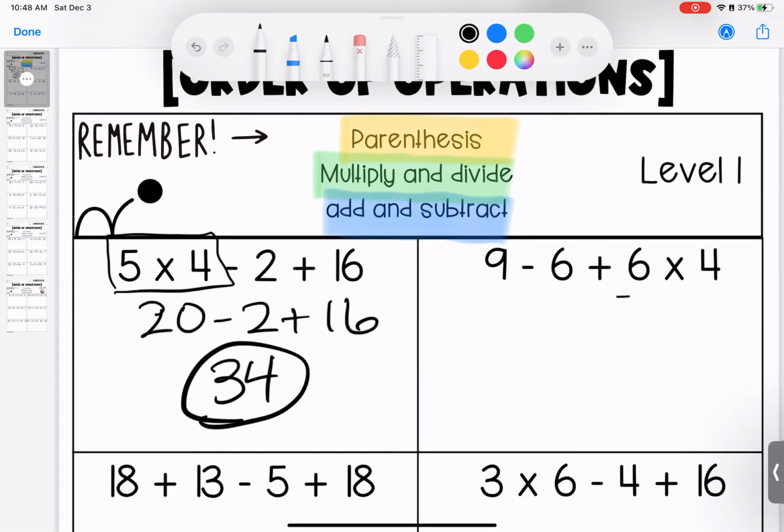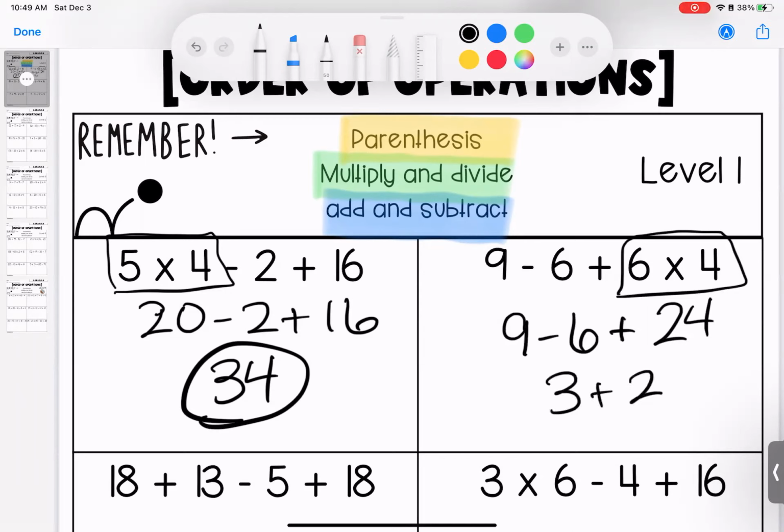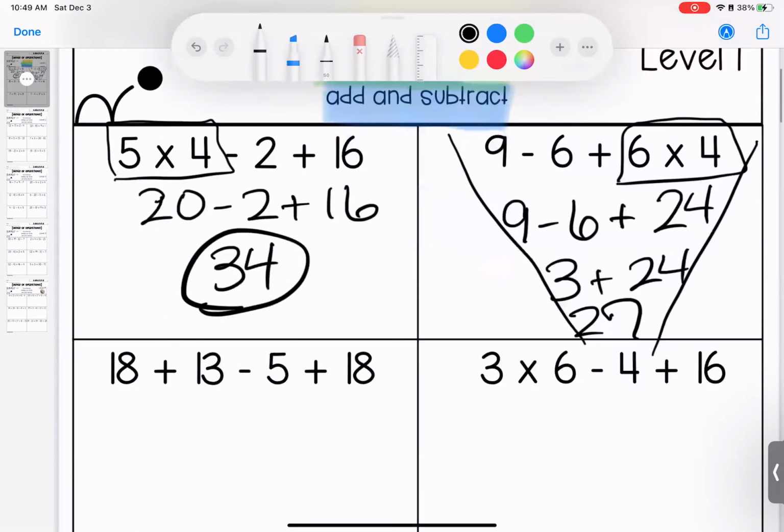Start with multiply and divide. We only have multiplication here. 6 and 4 is 24. Rewrite, bringing in everything that we have. 9 minus 6 is 3. 3 plus 24 is 27. When we do these, they should start to look like an upside down pyramid or triangle.